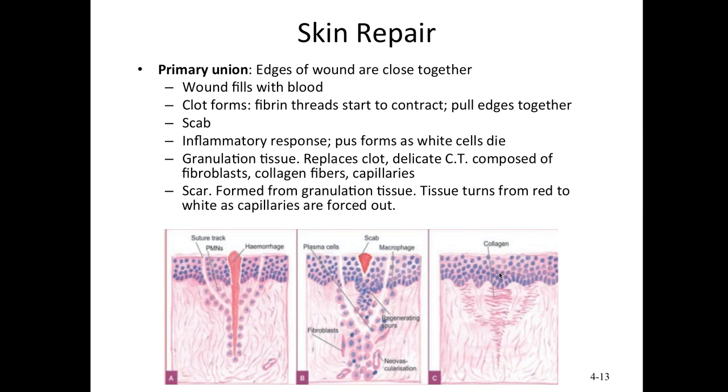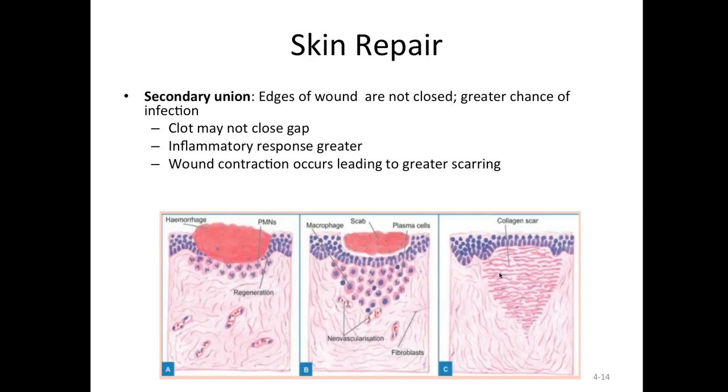The other type is going to be our secondary union, and this means that the edges of the wound are not close together, and so they don't really close well. And this means that we have a greater chance of infection. So the clot that gets created does not close the gap. You can see that the edges are extremely far apart here, and our inflammatory response will be much greater, and that's represented by all of these white blood cells gathered in this area here, and our wound contraction will occur, leading to greater scarring. So you can see a lot more collagen kind of gathered here together underneath where the wound had taken place.